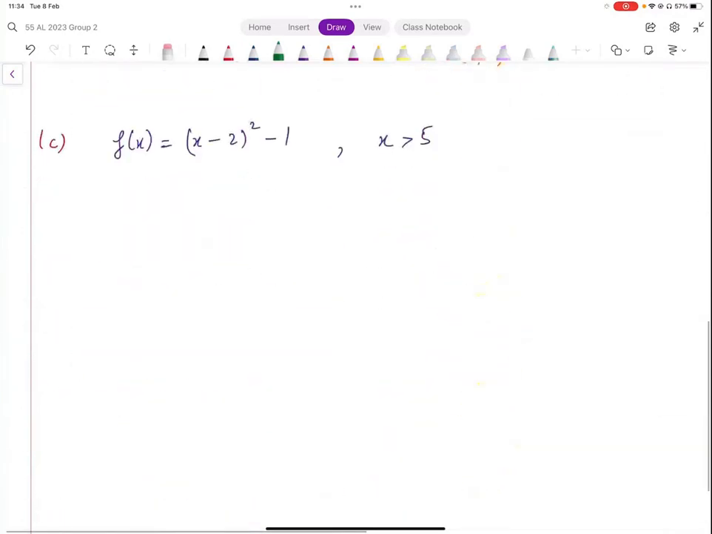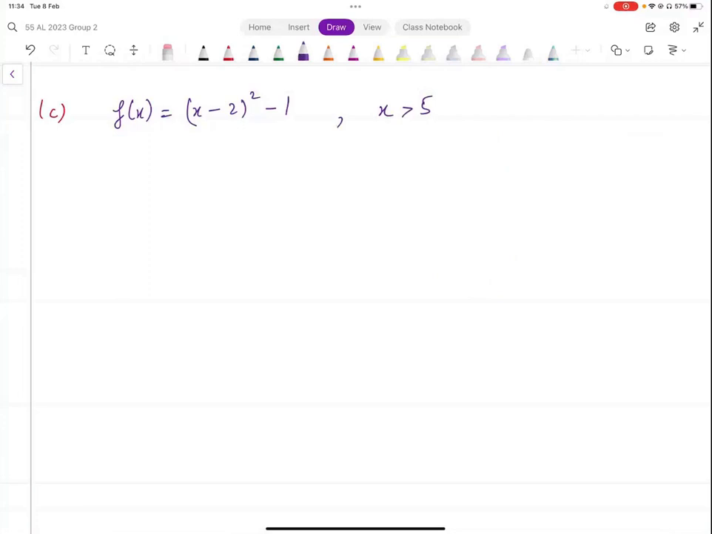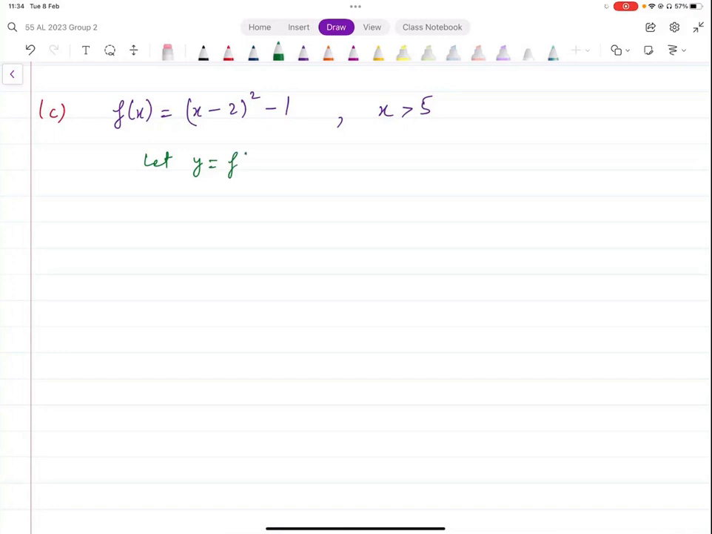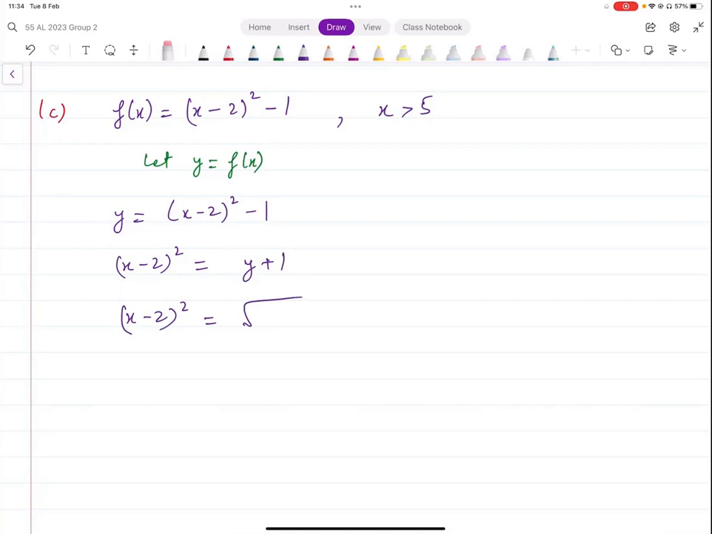That's the function that we have. This is the function f of x. We want to find the inverse of this function. How do you find the inverse of this function? You say let y equals f of x, and that gives you y equals (x minus 2) whole squared minus 1. Make x the subject. (x minus 2) whole squared equals y plus 1. Take square root on both sides. That gives you x minus 2 equals plus minus square root of y plus 1. You take 2 to the other side and it becomes 2 plus minus square root of y plus 1.